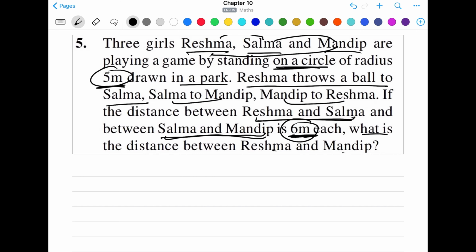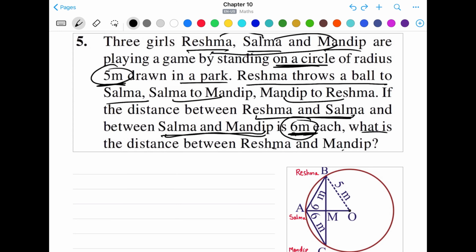Okay, so let's first draw its diagram. So that's the figure for this question in which we have 3 girls, Reshma, Salma and Mandeep, standing at points B, A and C, and the radius of the park is given as 5 meters, while the distance between Reshma and Salma, and Salma and Mandeep is given as 6 meters each. Okay, so let's start the solution, that is answer number 5.